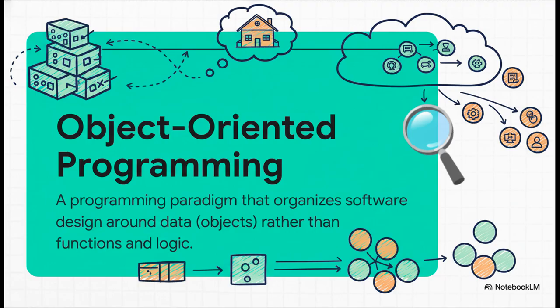OOP. Instead of writing code as one giant, long to-do list, OOP flipped the whole idea on its head. It said, let's build our software to mirror the real world. Let's create these little self-contained objects that know things and can do things.